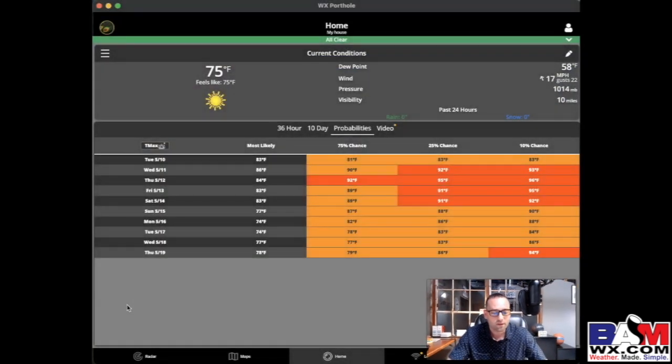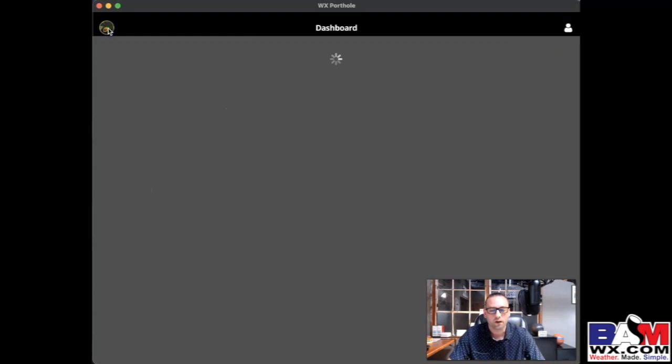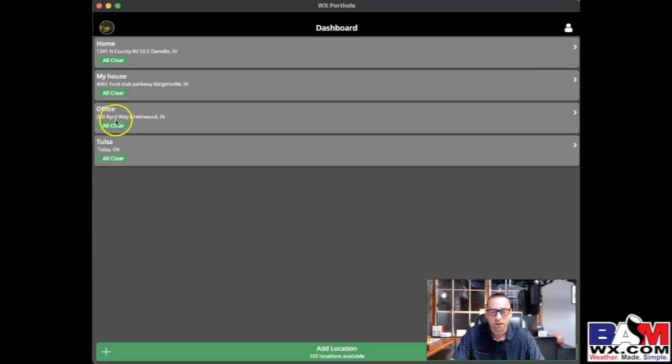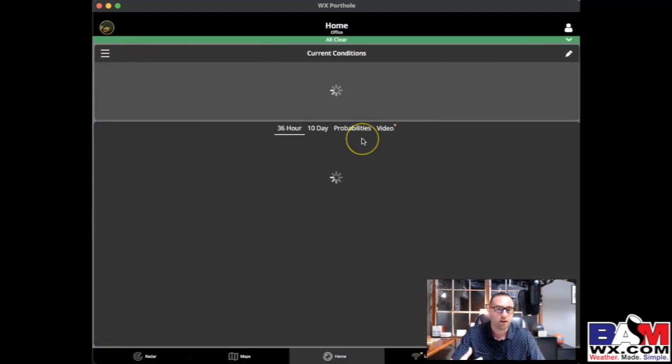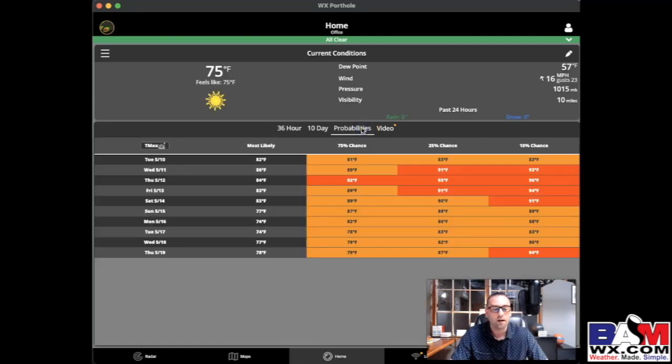So the Probabilities tab in your app, if you're unaware, you would go to the location that you're monitoring, and you would just click on the Probabilities tab of the application, and it would pull up this table. Now, you're going to see four sections here. You're going to see the most likely outcome. You're going to see the 75% chance, the 25% chance, and the 10% chance.